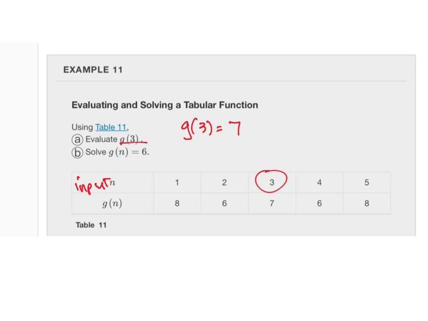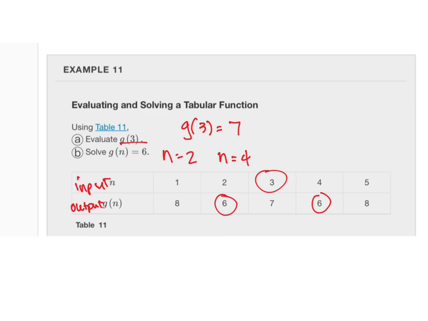But now it says solve G of n equals 6. Is G of n the input or the output? Output. So the question is, what is n when the output is 6? 2 or 4. Okay? So if G of n equals 6, n equals 2 or n equals 4. You just have to be able to read the table backwards.